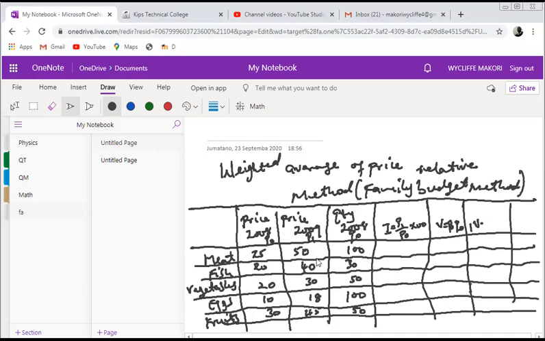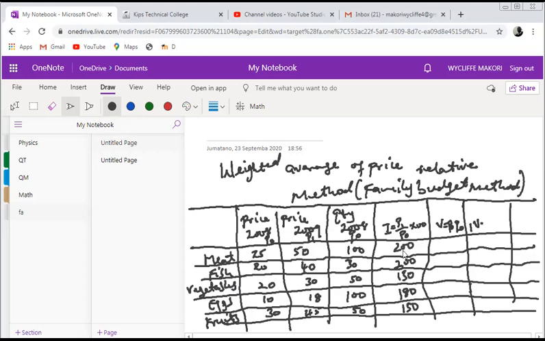Remember, this is our P1, this is our P0. So if we divide P1 over P0, 50 divided by 25, it is 2. 2 times 100, you are going to get 200. This one is 40 over 20, which is again 2, and 2 times 100 is 200. Then we have 30 divided by 20, and you multiply by 100, you find it to be 150. Then 18 divided by 10 times 100 gives you 180. And 40 divided by 30 times 100 gives you about 150. So those are the values of I, whereby we divide P1 by P0 and multiply by 100 for each and every commodity that we have here: the meat, fish, vegetables, eggs, and fruits.